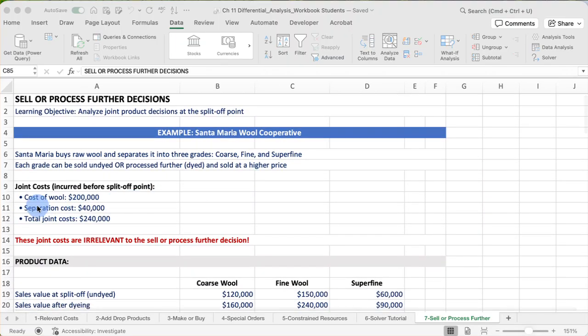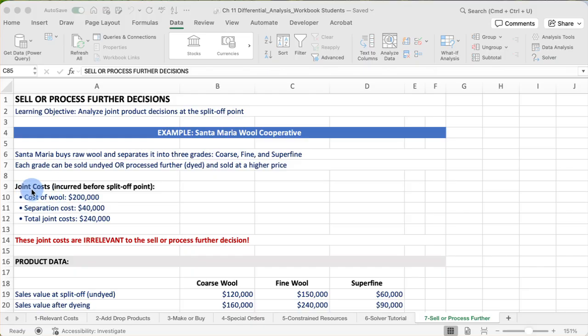We have Santa Maria, which buys raw wool and separates it into 3 grades: coarse, fine, and superfine. Each grade can be sold undyed, or it can be processed further, meaning we dye it, and then we sell it at a higher price.